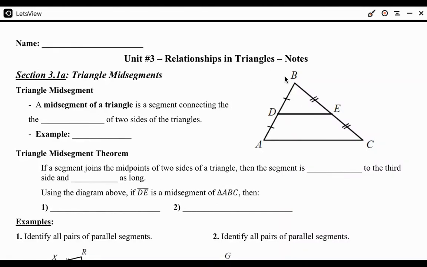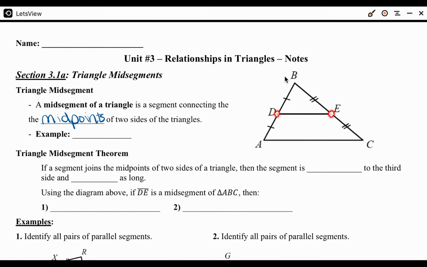Okay, so this is Unit 3, Relationships in Triangles. We're starting off with triangle midsegments. A triangle midsegment is a segment connecting the midpoints of two sides of the triangle. So in our example right here, here are our midpoints.